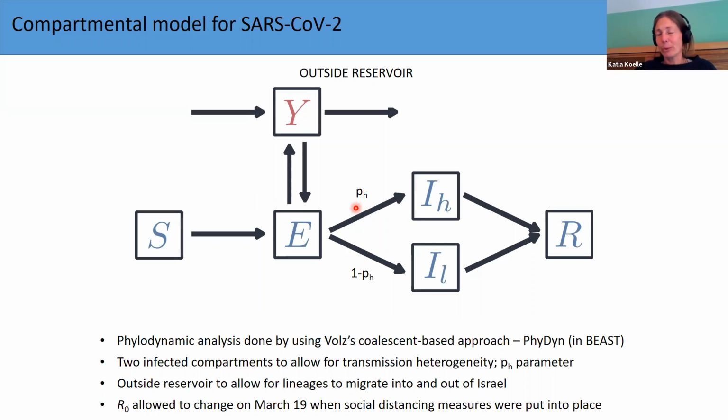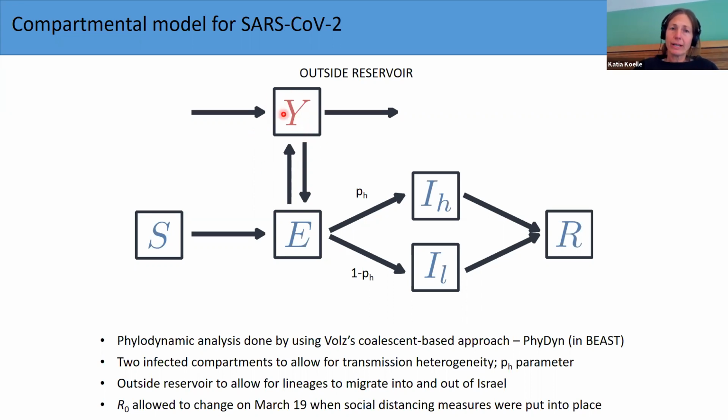If pH is 0.8, that basically means there's no transmission heterogeneity. And so the lower the value of pH, the greater the extent of transmission heterogeneity. So we were unable to estimate this pH parameter, but all of our results show parameter estimates according to an assumption of pH. So I'll show that to you in the next slide.